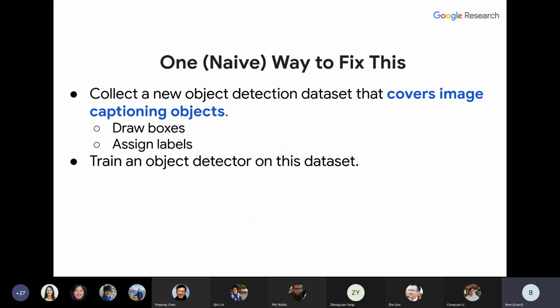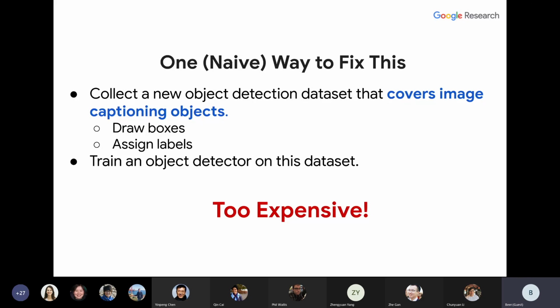So one way is you build new object detection datasets that can provide richer vocabularies for image captioning models. This would involve asking people to draw boxes and assign fine-grained labels from a larger space of vocabulary words that you define. Then you train an object detector on this dataset. But as you can imagine, this is very expensive.